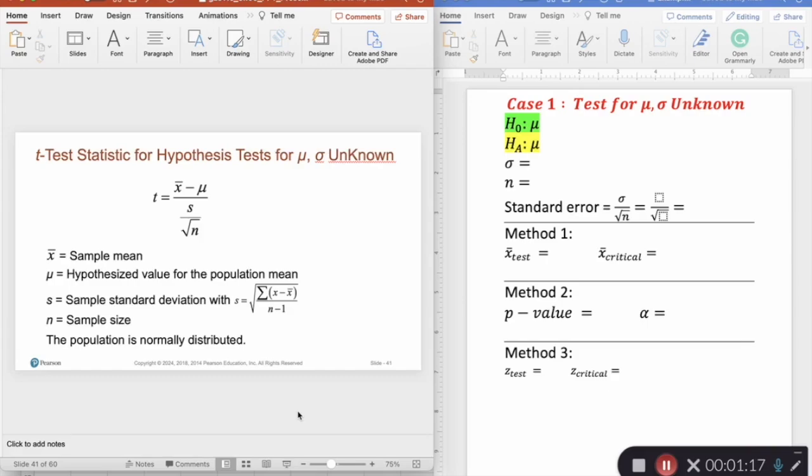This is the way that we're going to find it. And we have a small assumption, as we did before. We will be assuming that the population is normally distributed. And the degrees of freedom is going to be n-1. So let's go to an example.